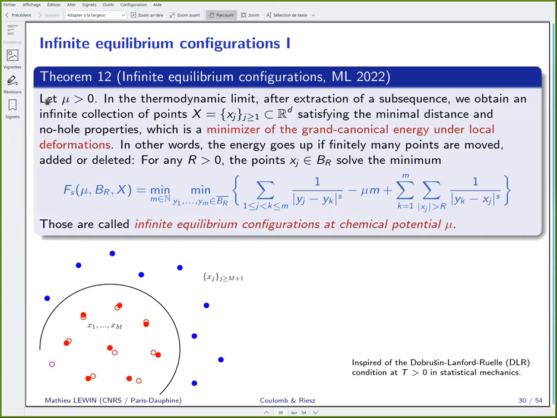So here is the theorem. You fix any mu positive. Then in the thermodynamic limit, after extraction of a subsequence, you can obtain from the grand canonical problem an infinite collection of points, which are not too close to each other and do not leave big holes, and minimize the grand canonical free energy, I should say, under local deformations. What does it mean? That's the picture.